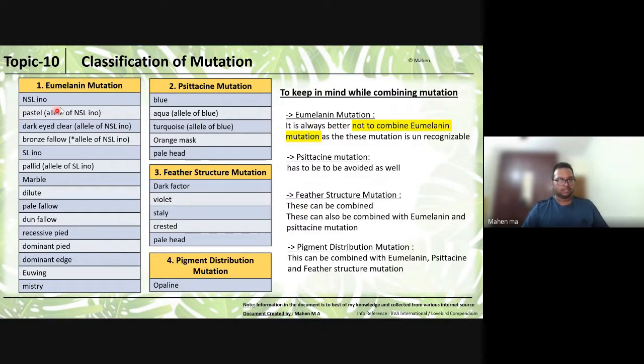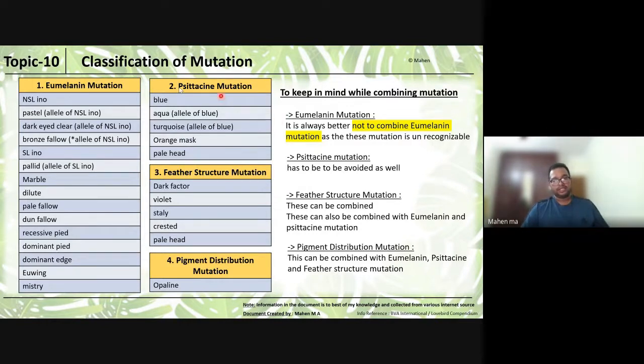For eumelanin mutations, you take any of these mutations. It is always better not to combine eumelanin mutations, as the result is unrecognizable. For example, you combine NSL INO with a pale fallow. How will you know what kind of bird it is? Even NSL INO is reducing the eumelanins in the bird, and pale fallow is also reducing the eumelanins in the bird. So this combination is actually bad, and you cannot differentiate what kind of bird this is. That is the reason they say eumelanin mutations should not be combined.